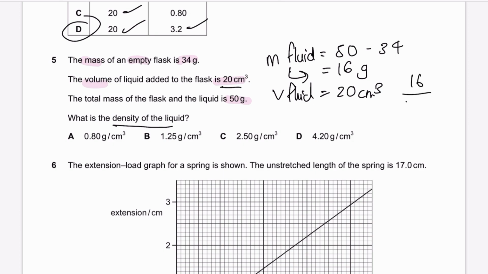16 upon 20. That is 0.8. And number 5 is A, 0.80 grams per centimeter cubed.